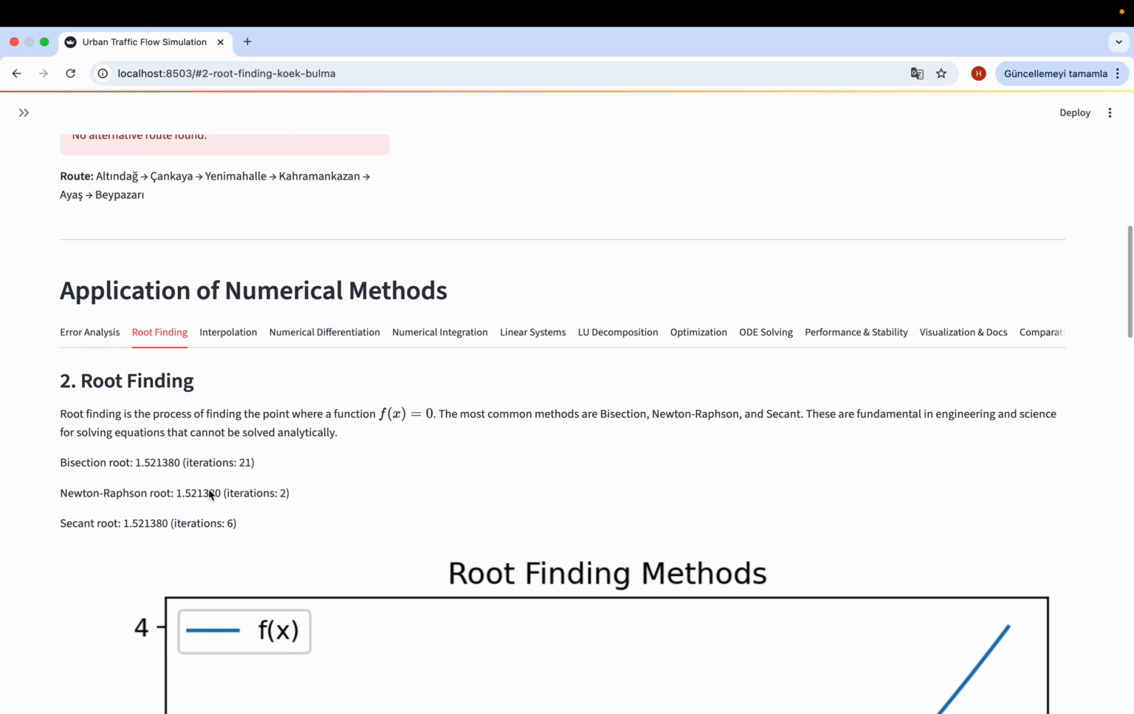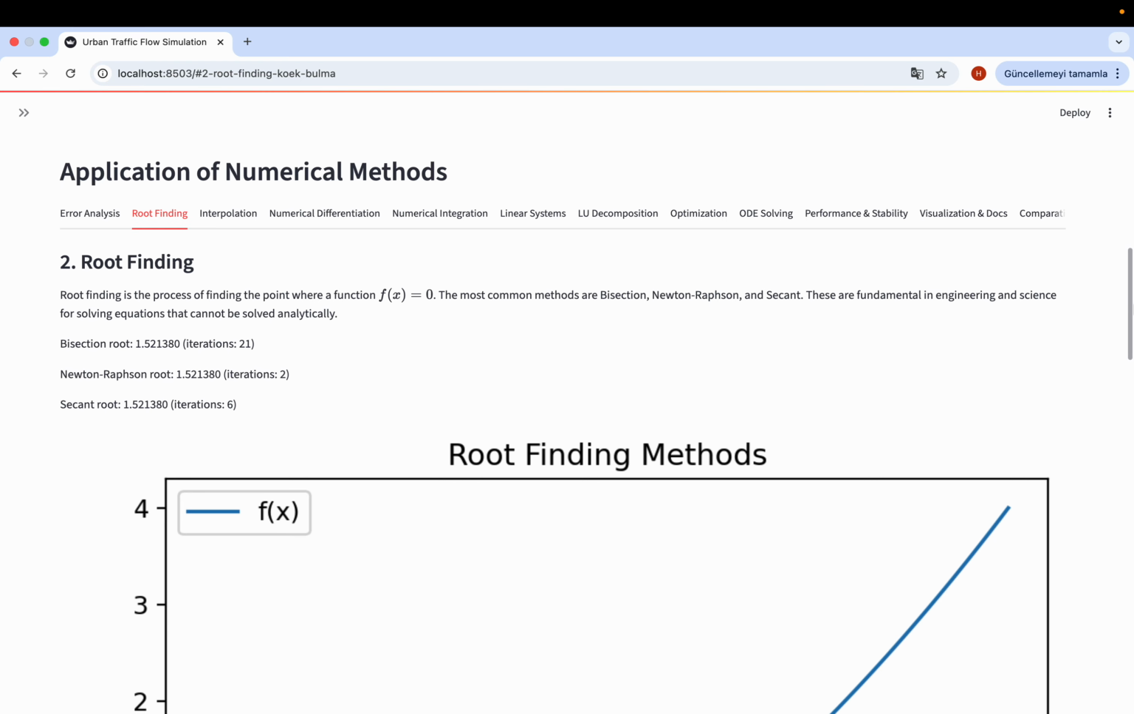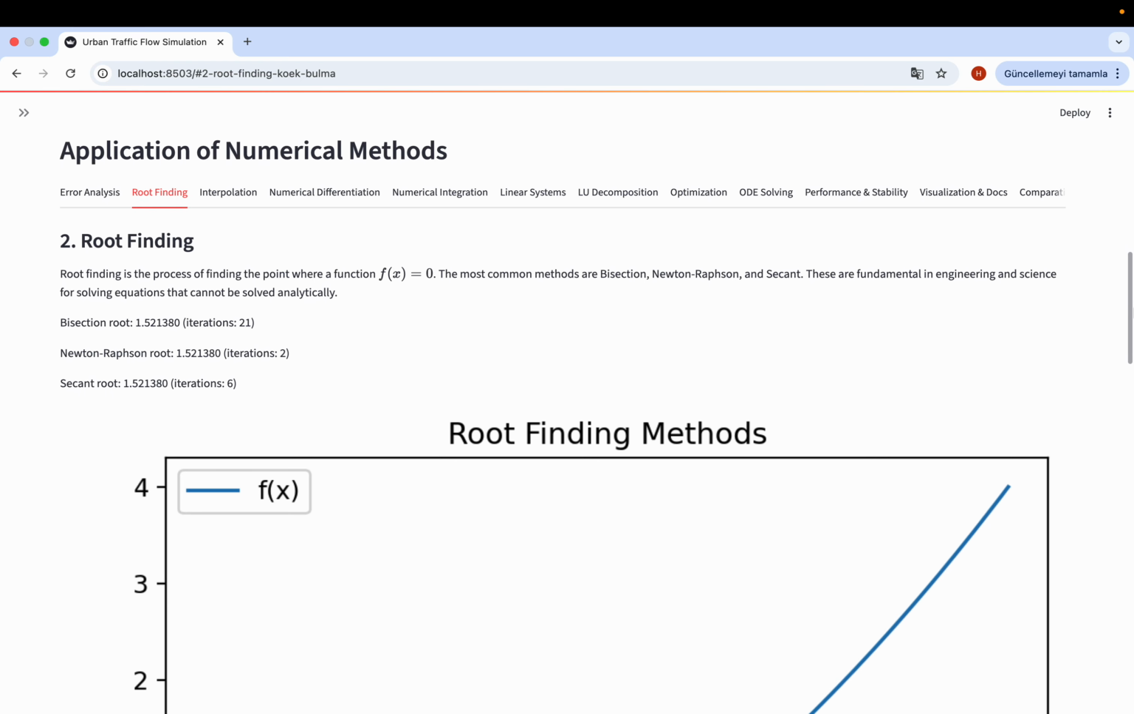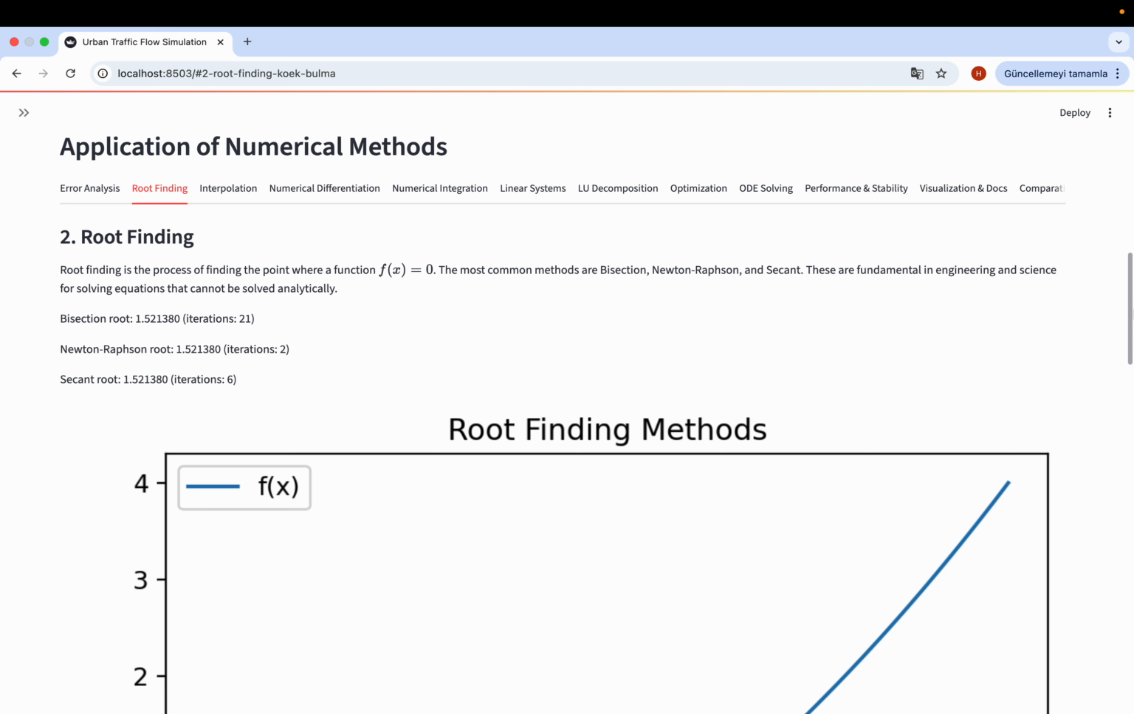Root finding methods solve equations of the form f(x) = 0. They are essential when you can't isolate the variable analytically. In traffic systems, they help us compute equilibrium flow values where incoming and outgoing traffic are balanced.